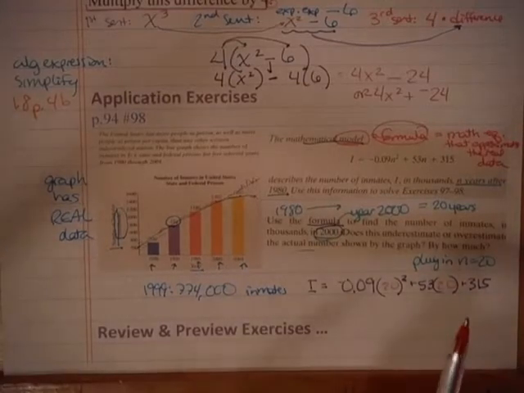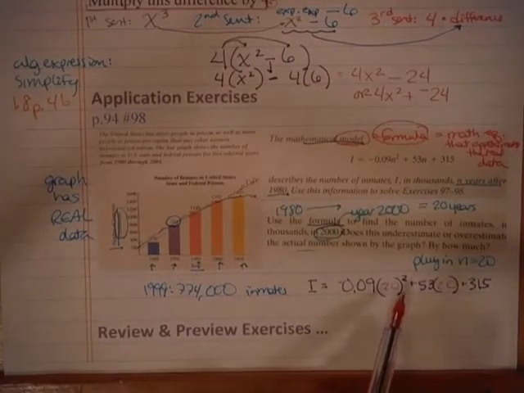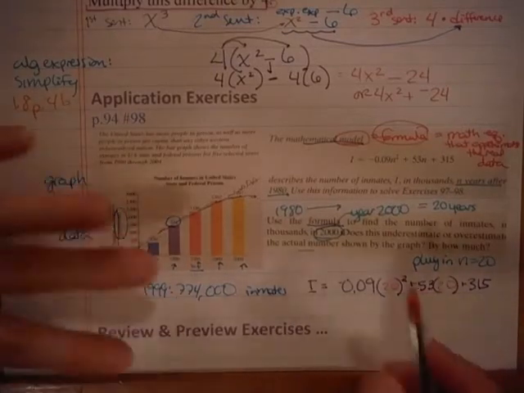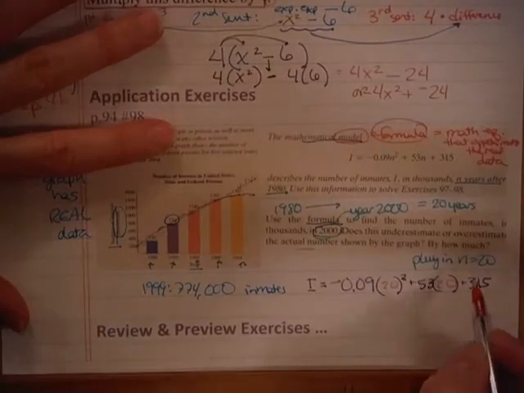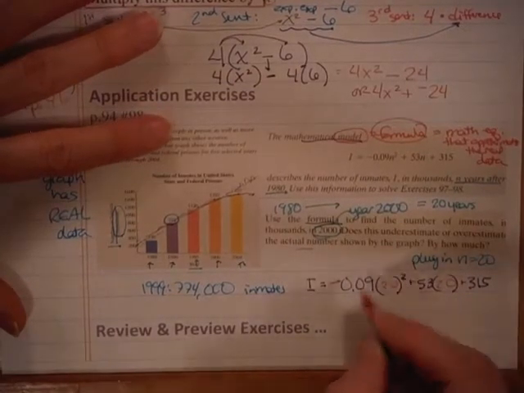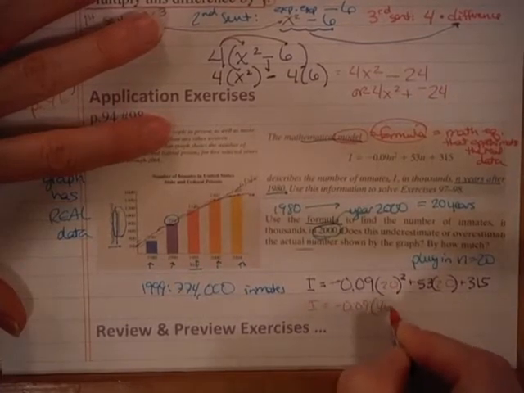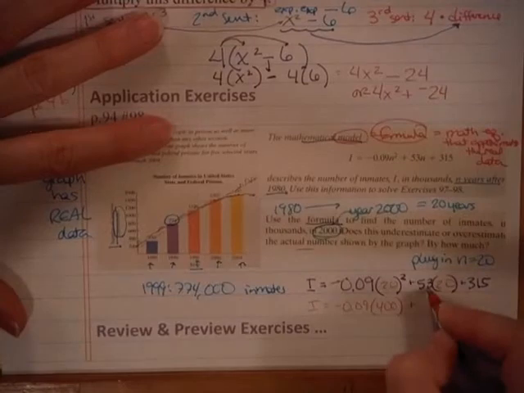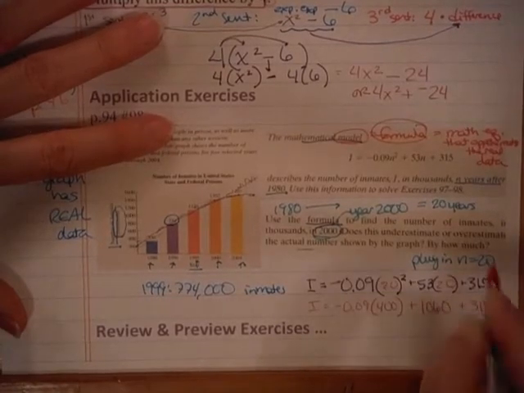Now, this is a little bit more intense than I would do on a calculator-free exam, but it's good practice to kind of work through it a little bit here. The numbers aren't too bad, so we'll keep going, we'll push through. 20 squared is going to give you 400, so this becomes negative 0.09 times 400, plus 53 times 20. So double the 53, it's 106, add the 0, 1060, plus you've got your 315.